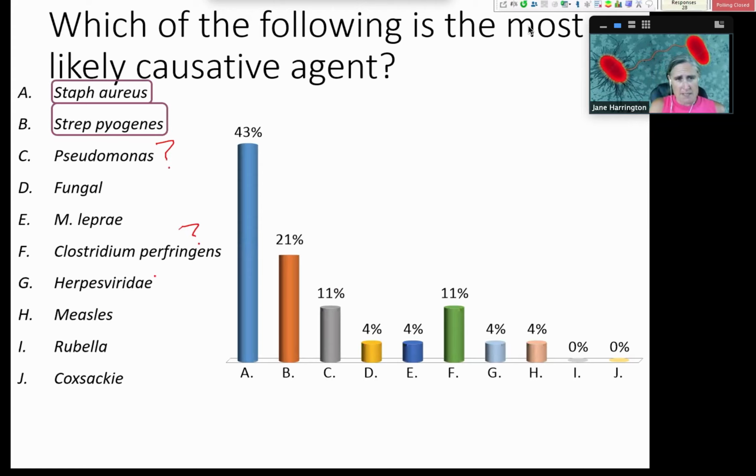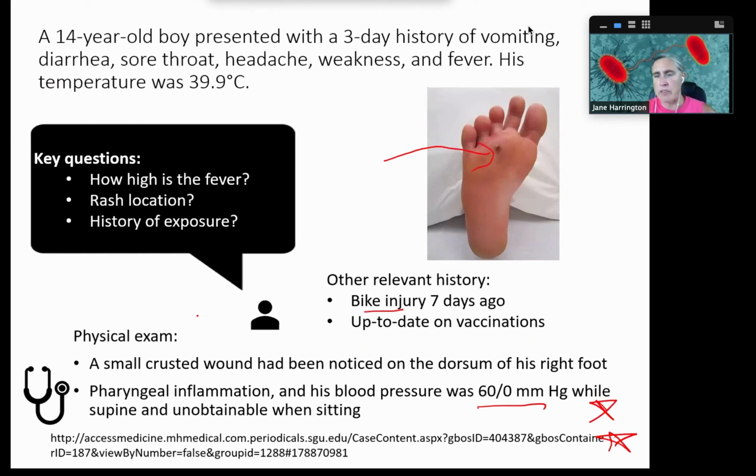The viruses are not really going to be causing something this severe. This is somebody who's septic. Let's come back to the case. Here we see the bike injury, so it was a local infection where the bacteria established itself, and that particular bacteria is able to disseminate more effectively. How do I know it's bacteria? Because we're looking at the rough onset. We're seeing a very, very high fever, and they are hypotensive.